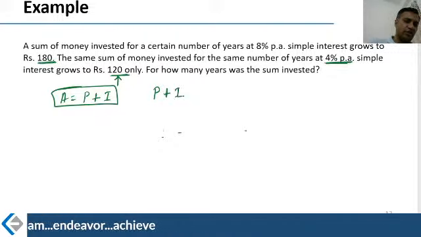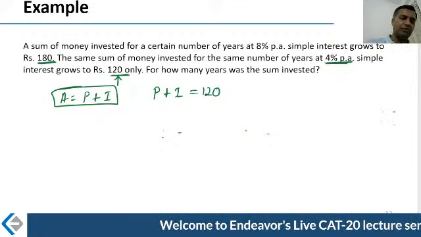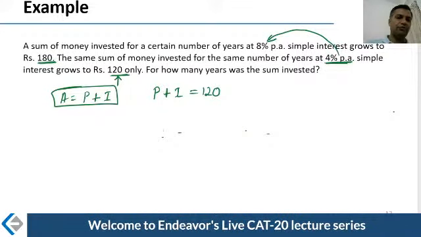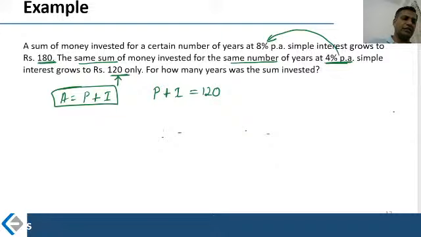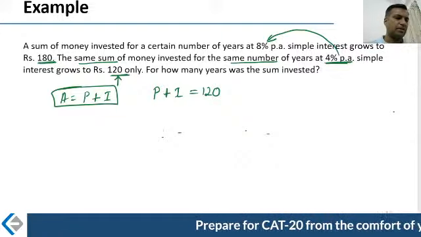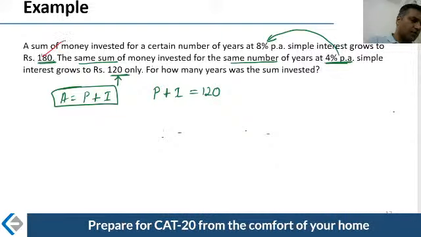I is the interest you earned here. What is the total money, therefore? 120. Perfect. Now look at this. If you double the rate of interest, same number of years, you are anyway keeping it for the same number of years. You are using the same sum, same principal, everything remains the same, right? But the amount has become 180.